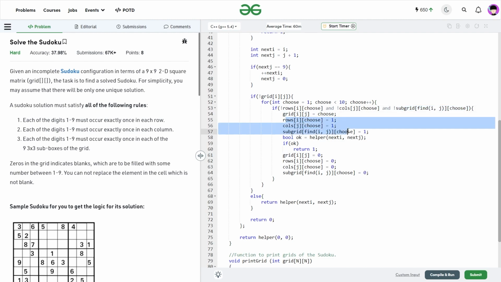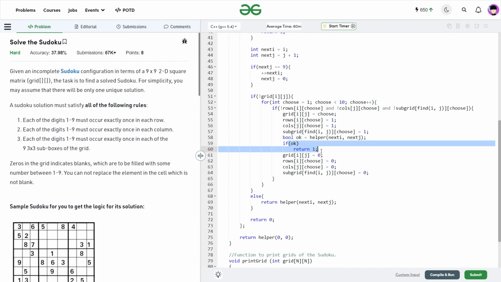I'll update all of these things. All of them were earlier 0, 0, 0. I'm updating them with 1, 1, 1, right? And I'm calling my helper function on next i and next j. Now you will see I'm capturing some value from it. So this will return a true or false value. So after taking this value, if a solution is possible from the remaining values, then this helper function will return true, otherwise it will return false. If this function returns true, then I will just directly return from here returning true as well, right? Because if helper returns true, that means I don't have to explore any other values, right?